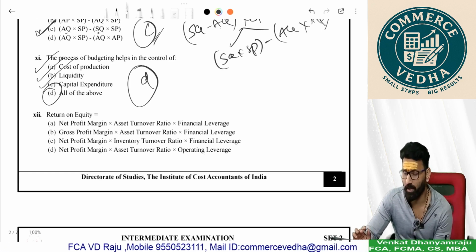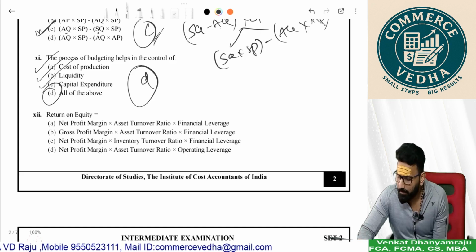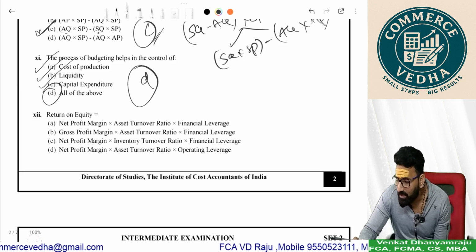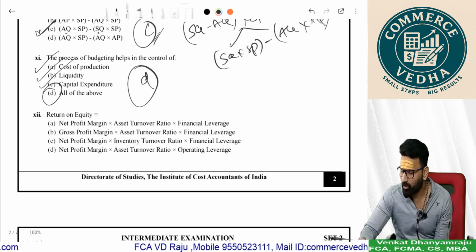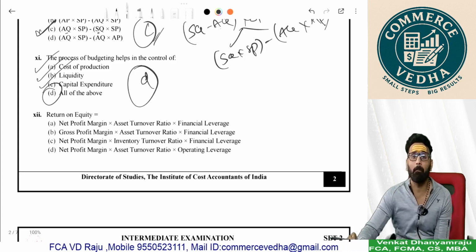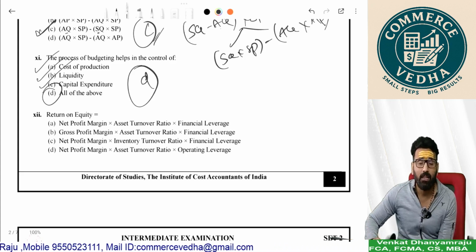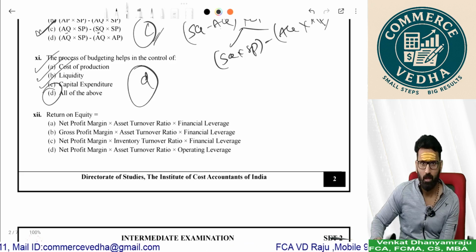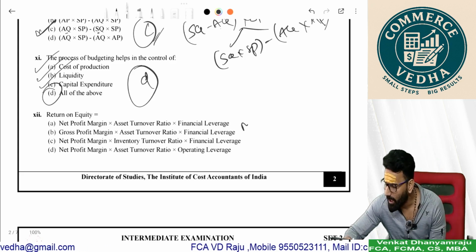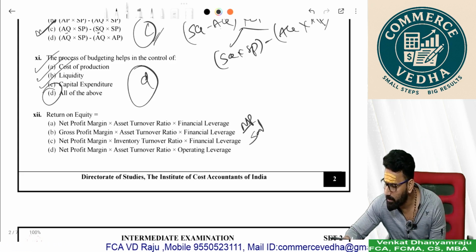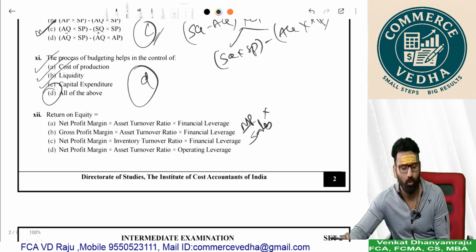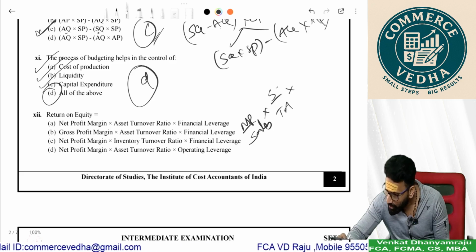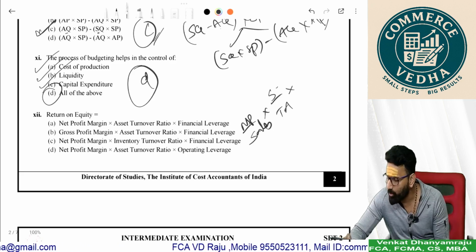Now, return on equity. We all know the formula. It is net profit margin into asset turnover ratio into what? Financial leverage or operating leverage. These two are common. Here we should see the complete formula which we write in the examination if it is a sum, like a practical question. The formula is NP by sales into sales by total assets into, see here, NP by total assets already.